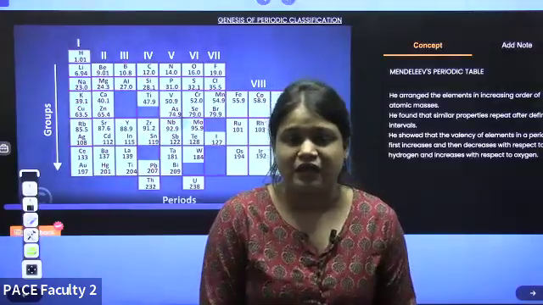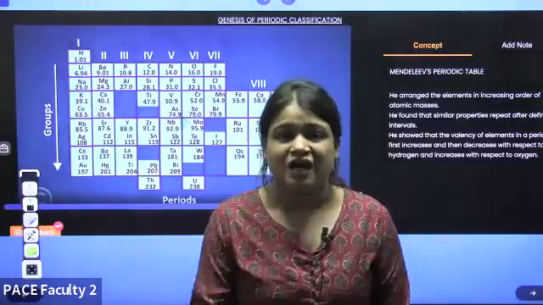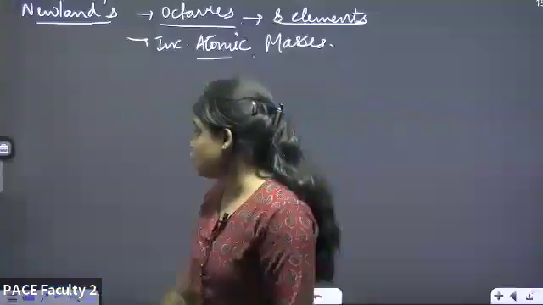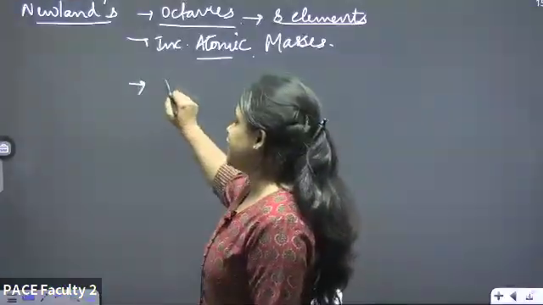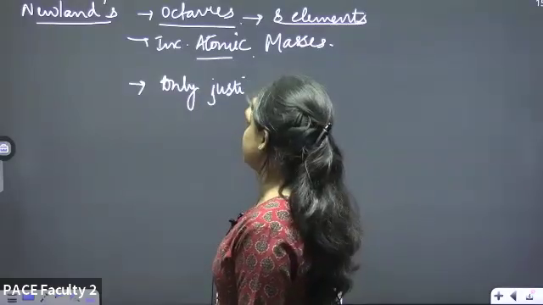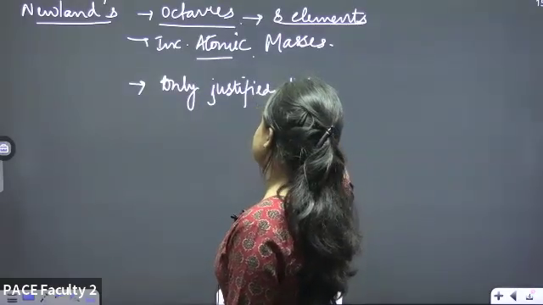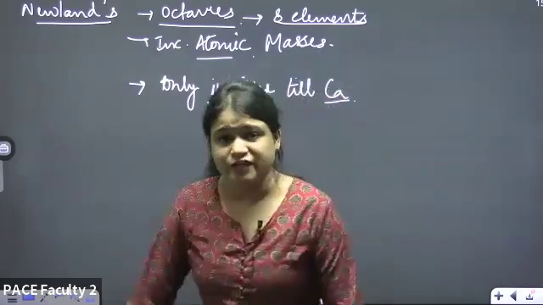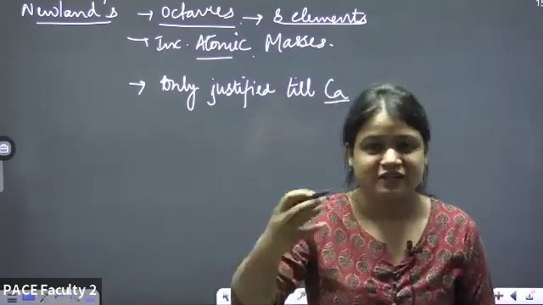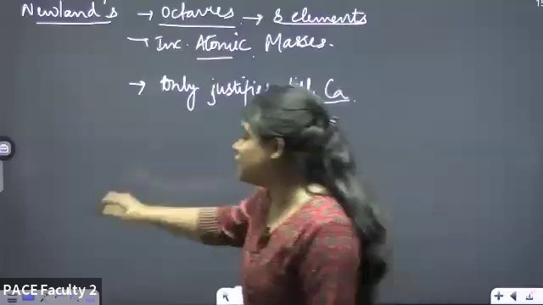8 एलिमेंट के ग्रुप बनाने शुरू करे और ये बोला कि हर 8वें एलिमेंट में प्रॉपर्टी रिपीट कर जाएगी. But then again, it could not work after calcium, meaning it only justified the position of elements till calcium. That is why Newland's method also had to leave.